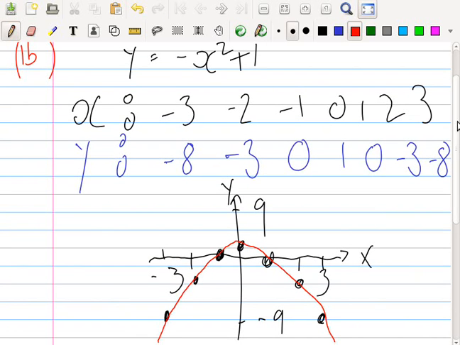Okay. So if you had a bit of trouble with that, write that down, please. And then I'll do 5b and 6b.